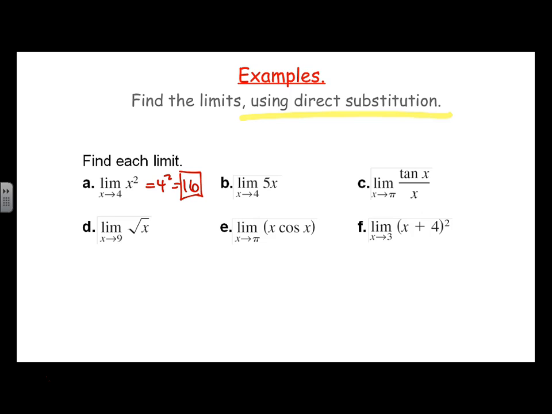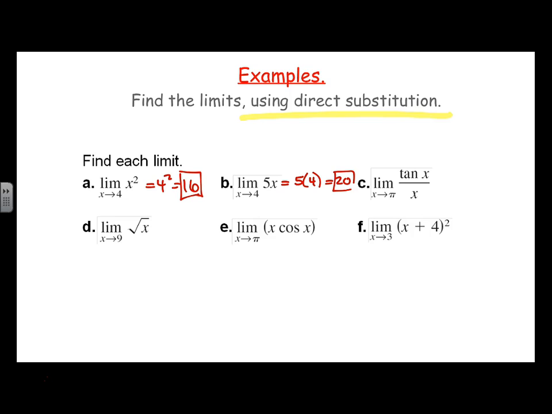Exactly. Letter B. Is 5x well behaved? Yeah. No denominator. 4 is in the domain. So all we got to do is say 5 times 4 is 20. Hey, we've solved 2. It's been less than a minute.